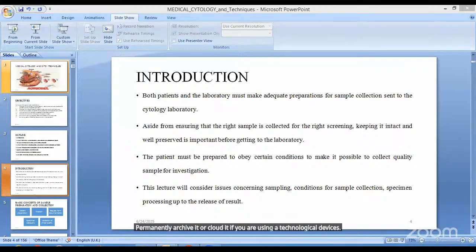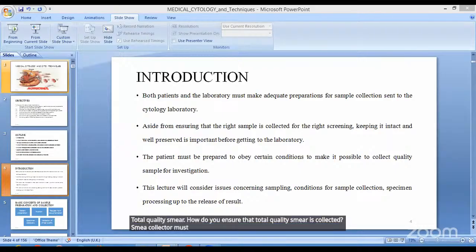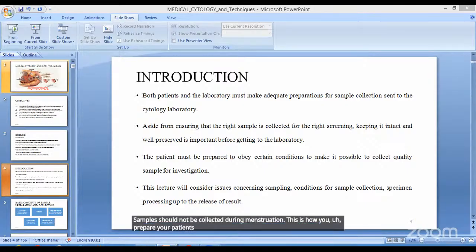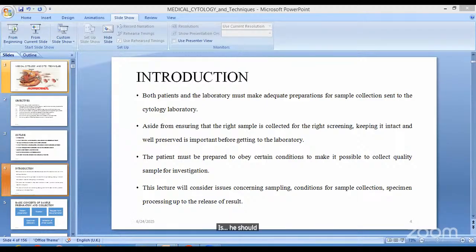Total quality smear. How do you ensure that total quality smear is collected? Smear collected must be of high quality. Samples should not be collected during menstruation. This is how you prepare your patient. You must let the patient know that she should have completed her menstrual cycle before coming for the test.